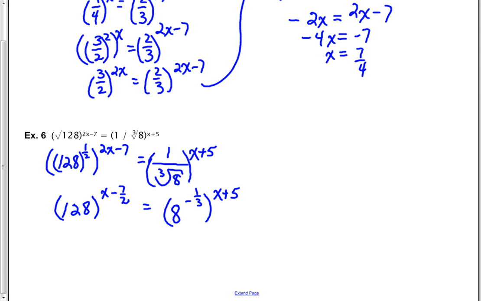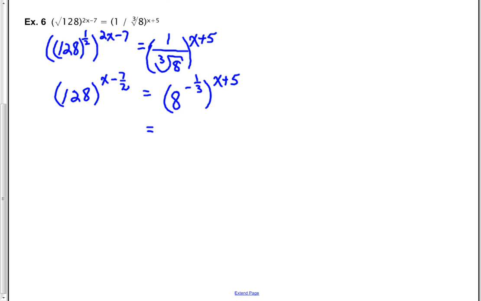All right, I have two very different bases, 128 and 8. I can't write 128 as a power of 8, but I could write both of them as powers of 2. 128 is 2 to the 7. 8 is 2 cubed.